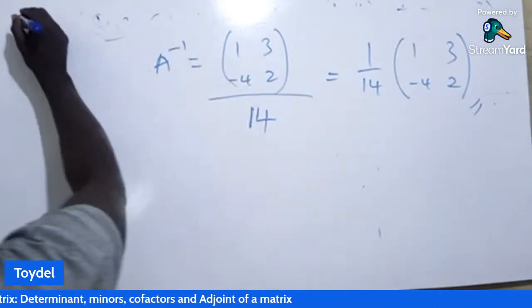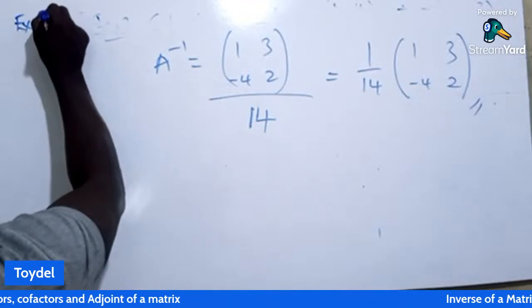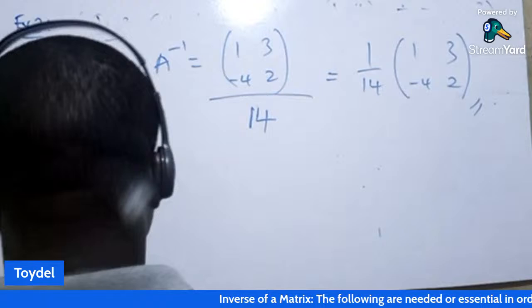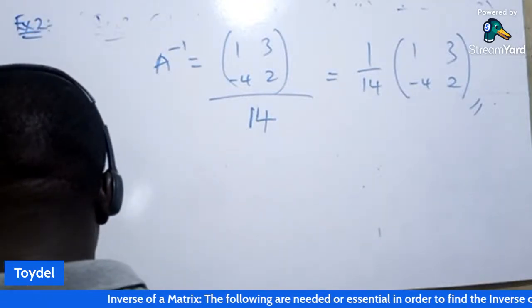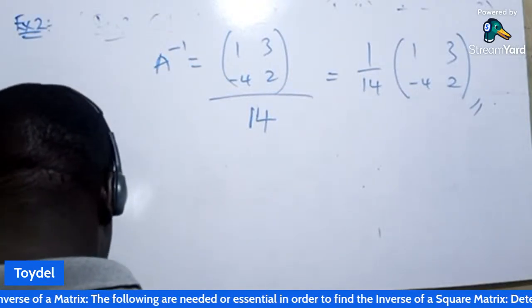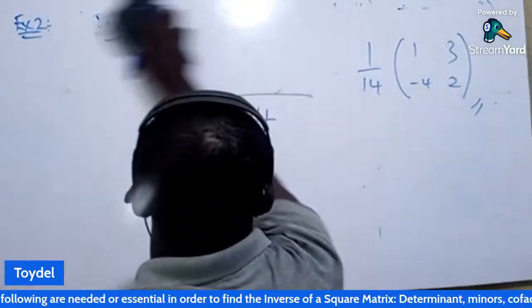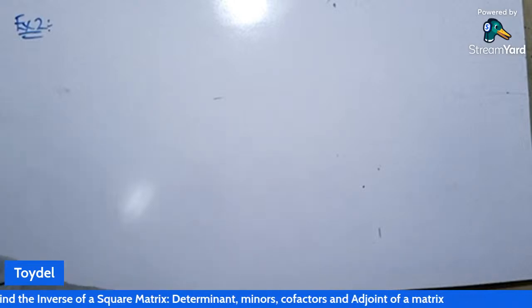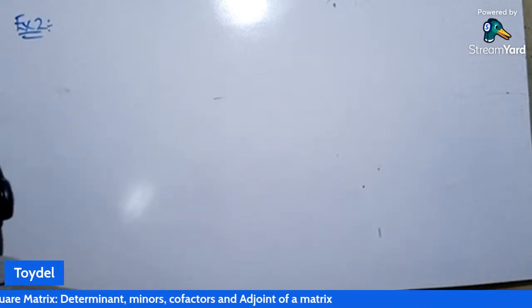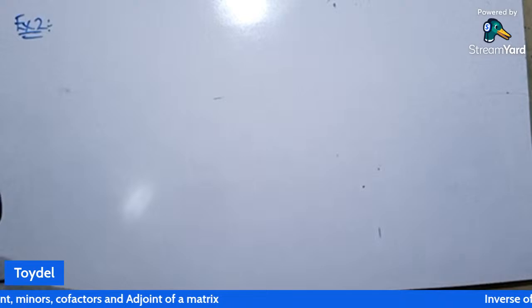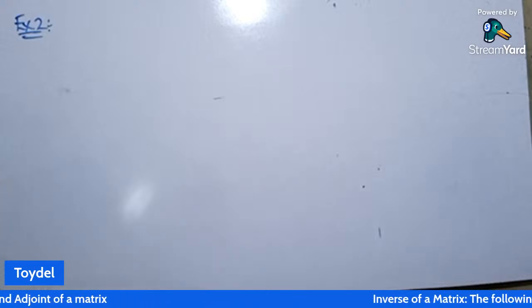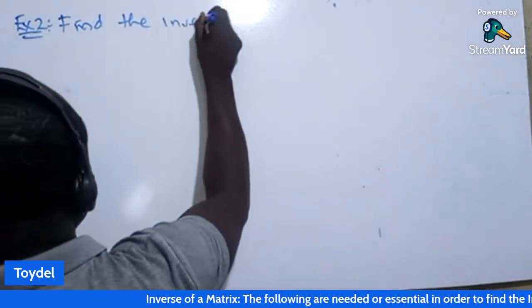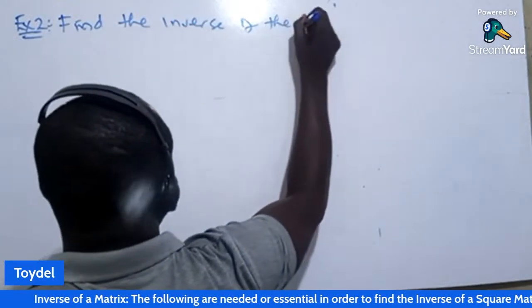So I'm going to give another example on how to find the inverse of a 3 by 3 matrix. So let's take another example. Example on how to find the inverse of a 3 by 3 matrix. The question is find the inverse of the matrix.